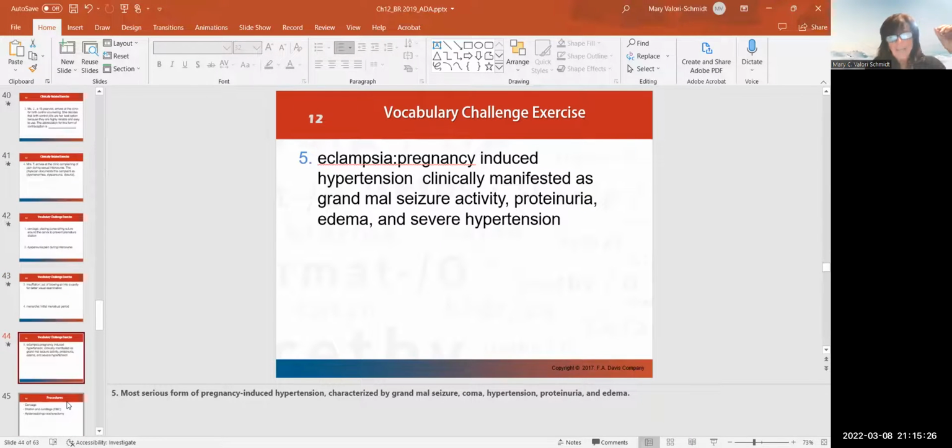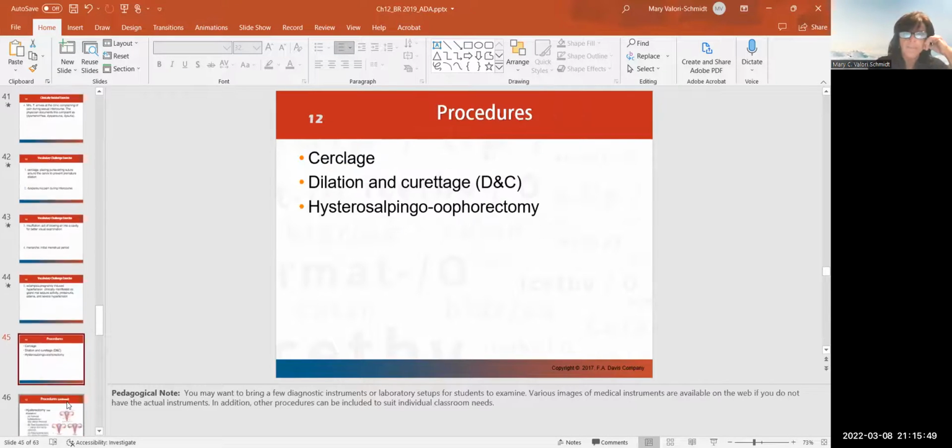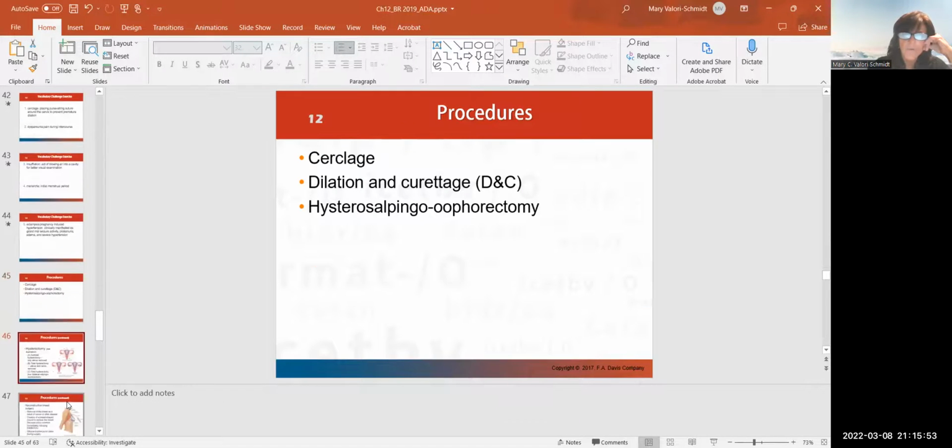Eclampsia is pregnancy-induced hypertension, but it's the worst kind, and it's clinically manifested as grand mal seizure activity, proteinuria, usually plus 3, edema, and really severe hypertension. The woman, if not treated, can have seizure activity, tonic-clonic grand mal seizures, and go into a coma and die, and the baby can die as well. Very serious. So we talked about the procedures already.